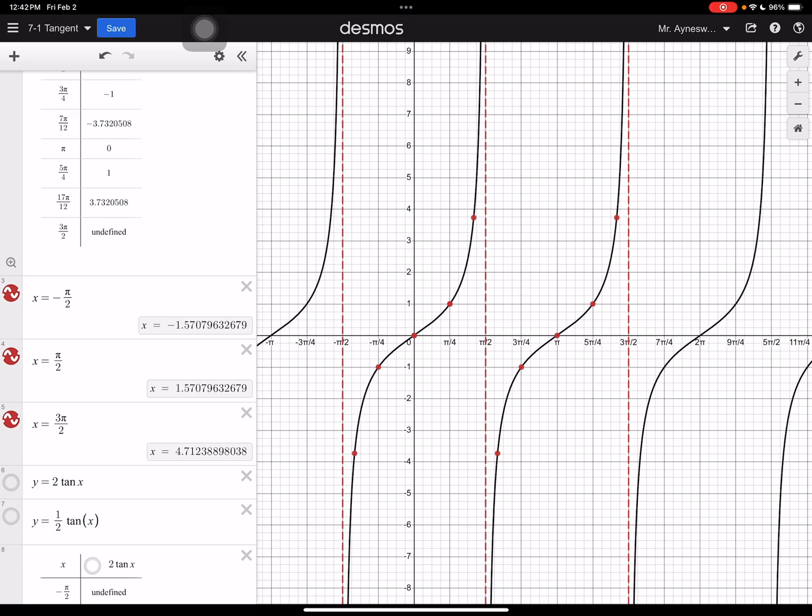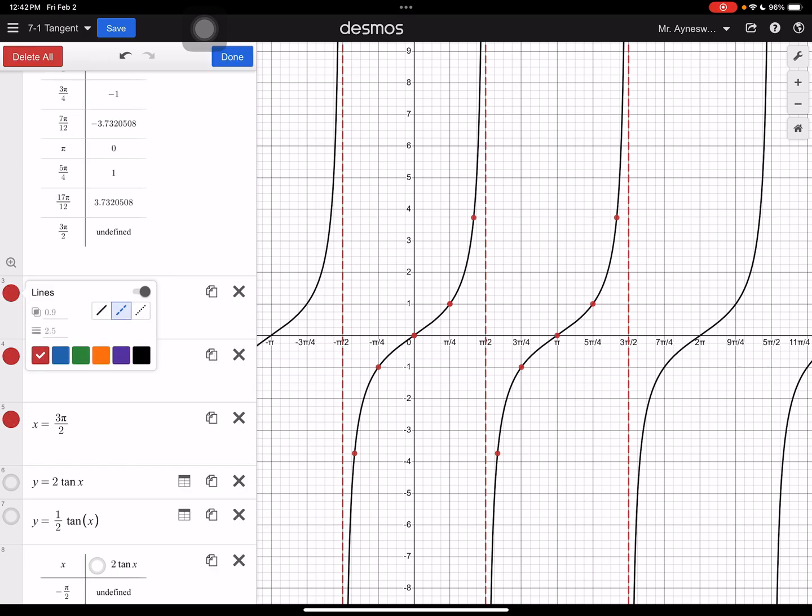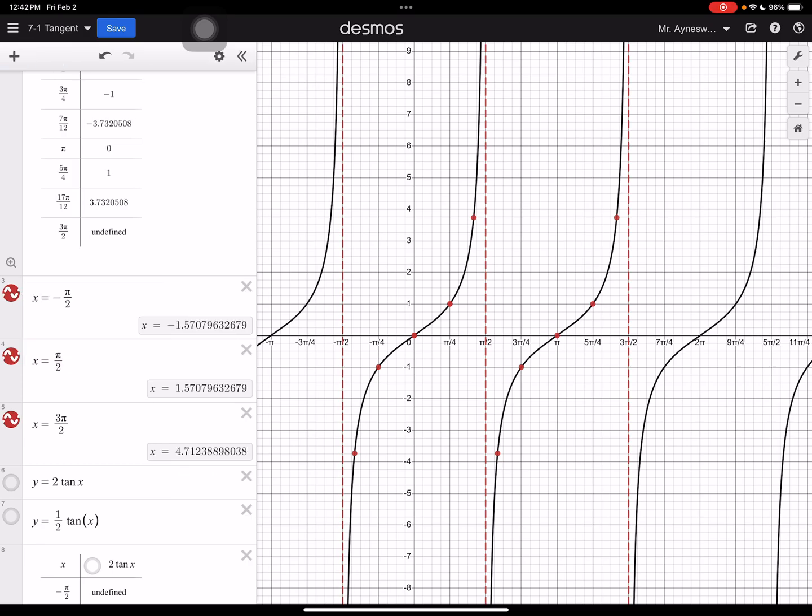So you can see this. And when you want to change it to a dotted line, you just click on your gear here. Click on the color, and then select dotted line. It's that simple.